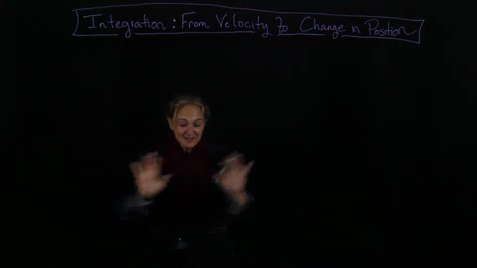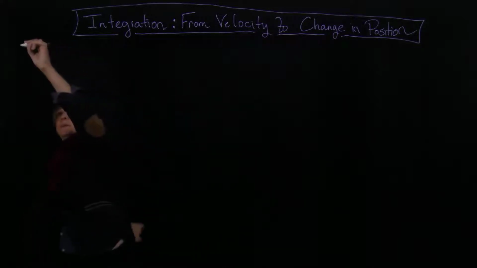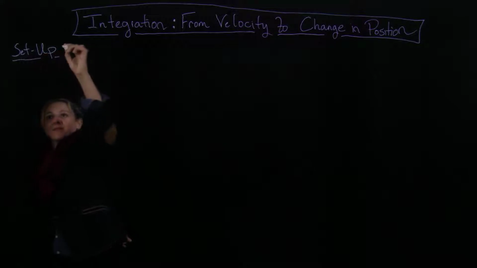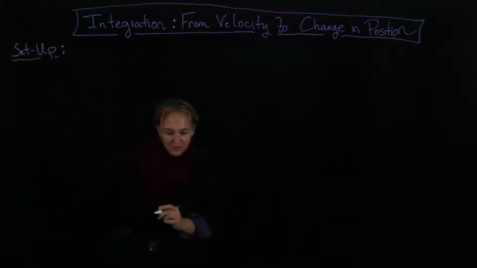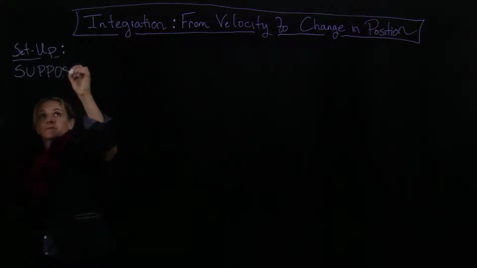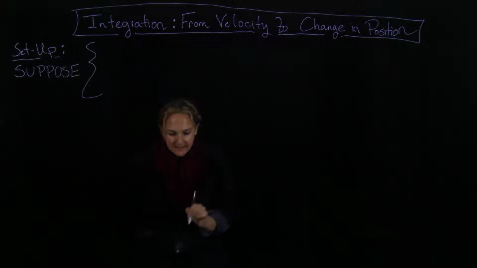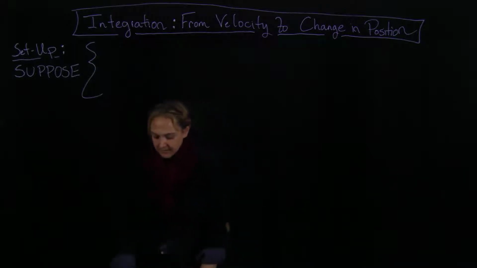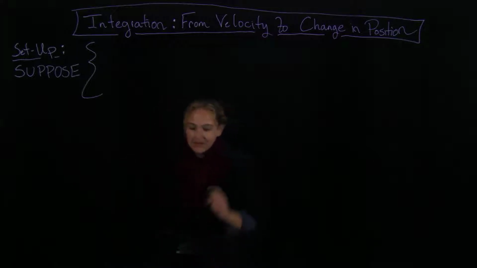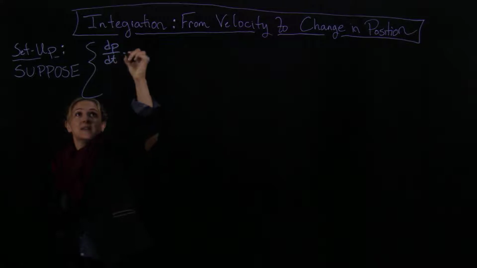I said the word setup, and I'm going to use it in an entirely different way. This is the setup for the example we're going to look at to help build intuition. So, setup. Suppose we have that, and the way we're going to write this, don't get intimidated, please, I'm going to write dp dt equals 4.